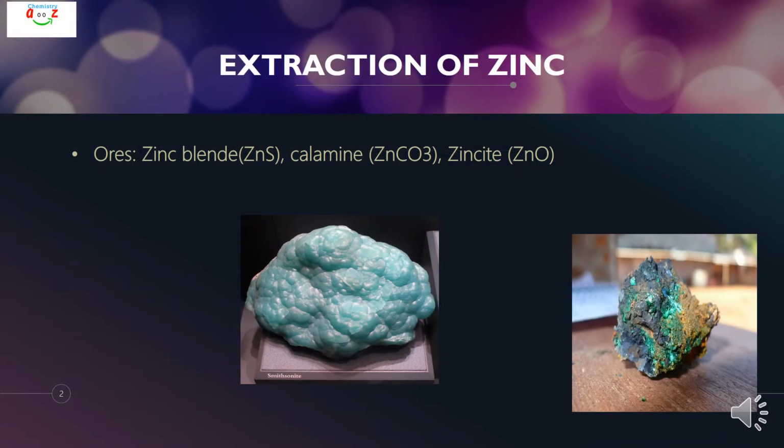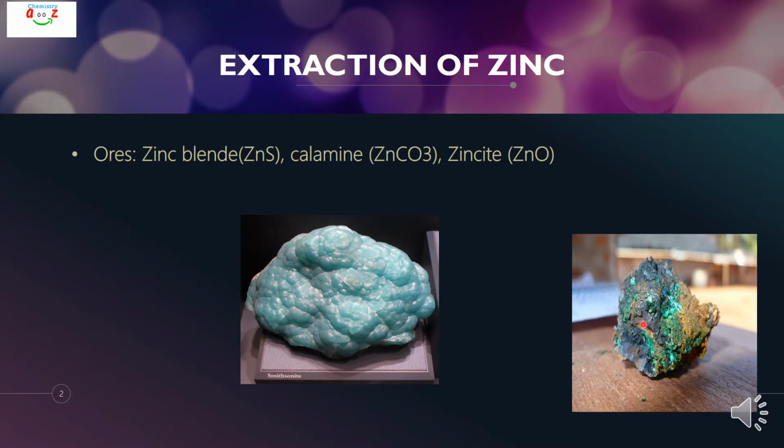Before starting the extraction of zinc, we should understand the different ores of zinc, which you should be familiar with, and you have to learn the names and formulas also. Here I have shown you the calamine ore of zinc. The formula of calamine ore is ZnCO3. You are able to see the color, that is bluish green.